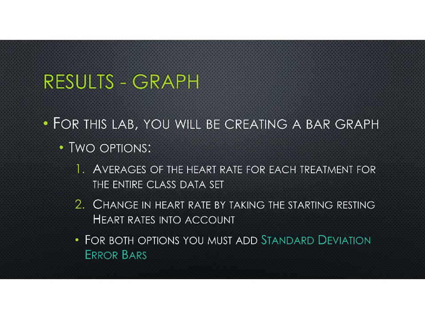For this lab, you're going to be creating a bar graph, and you have 2 options on this. You could take the averages of the heart rates for each treatment for the entire class data set. So let's say that every group in the class tested 1% ethanol, 2% ethanol, and 3% ethanol. You take the heart rates from all of those different groups, you average them out for the 1%, you average them for the 2%, you average them for the 3%, etc., and then you graph that in your bar graph.